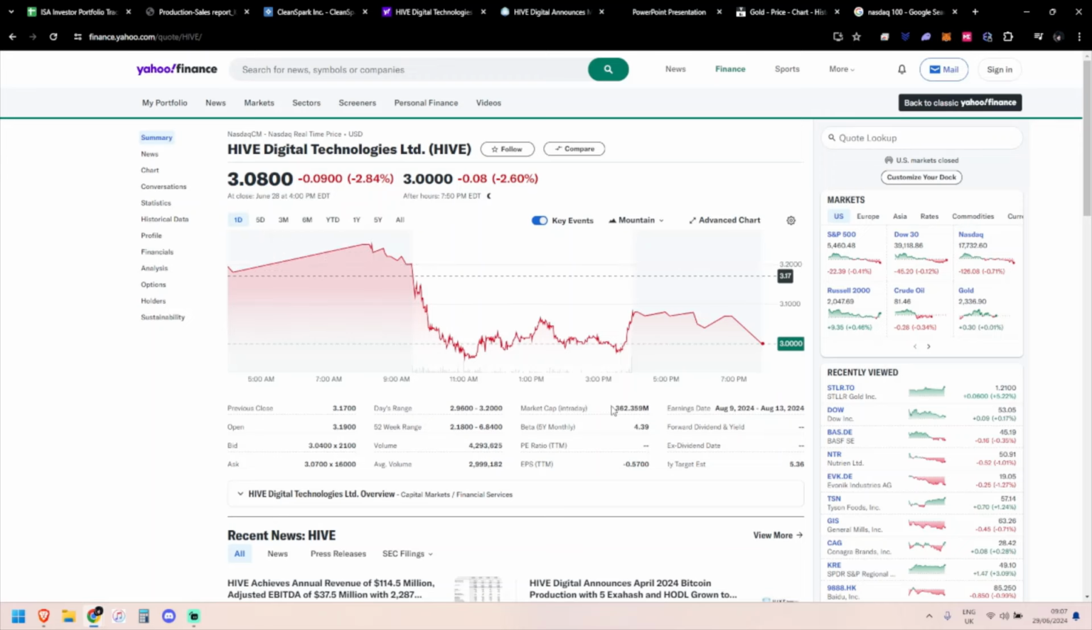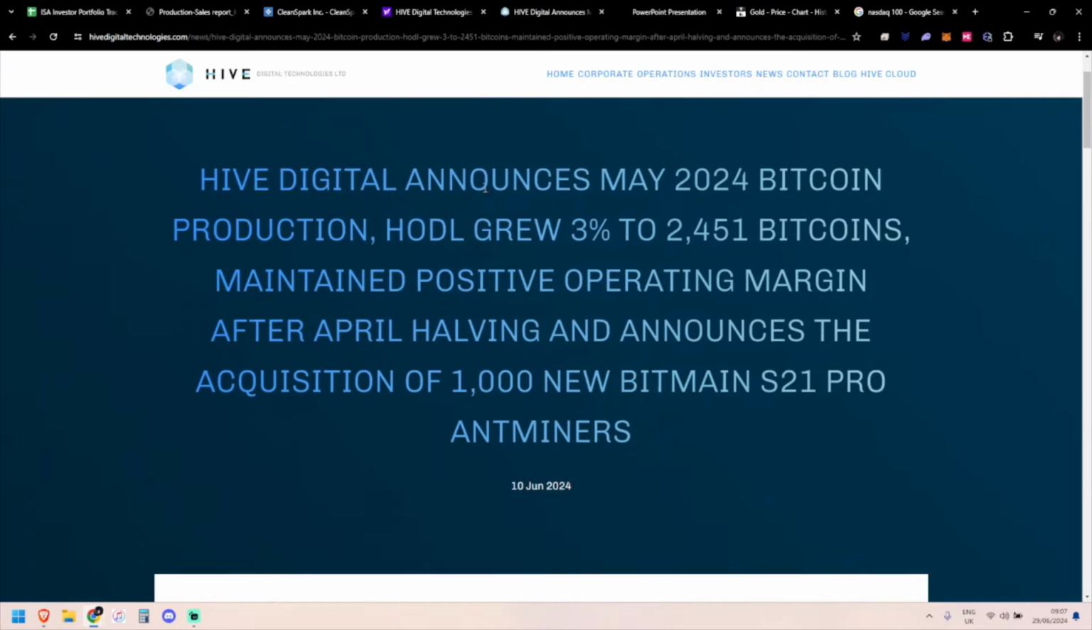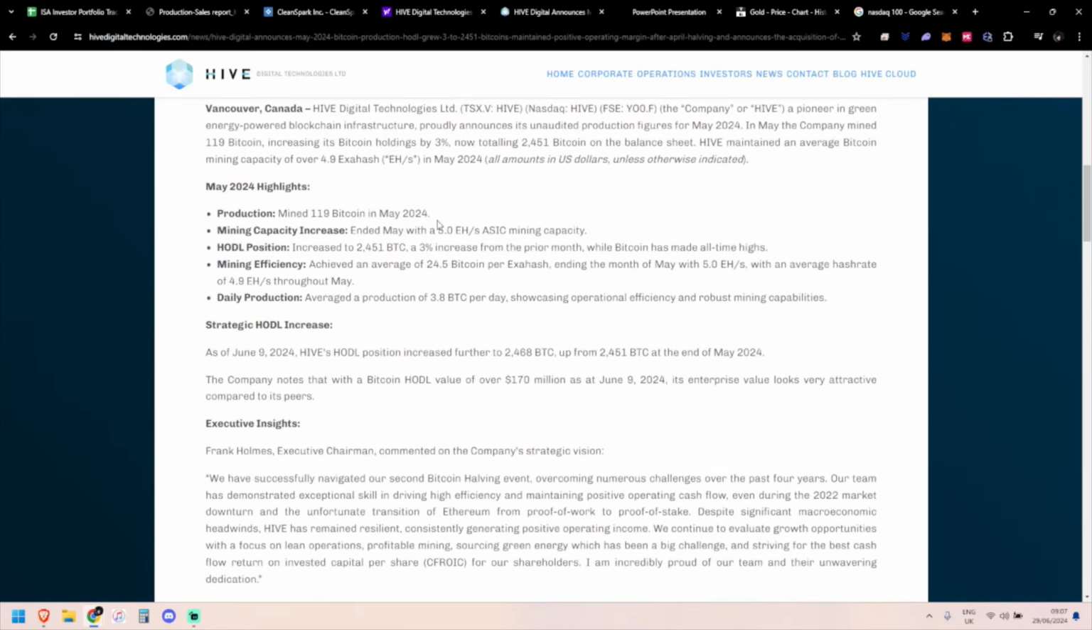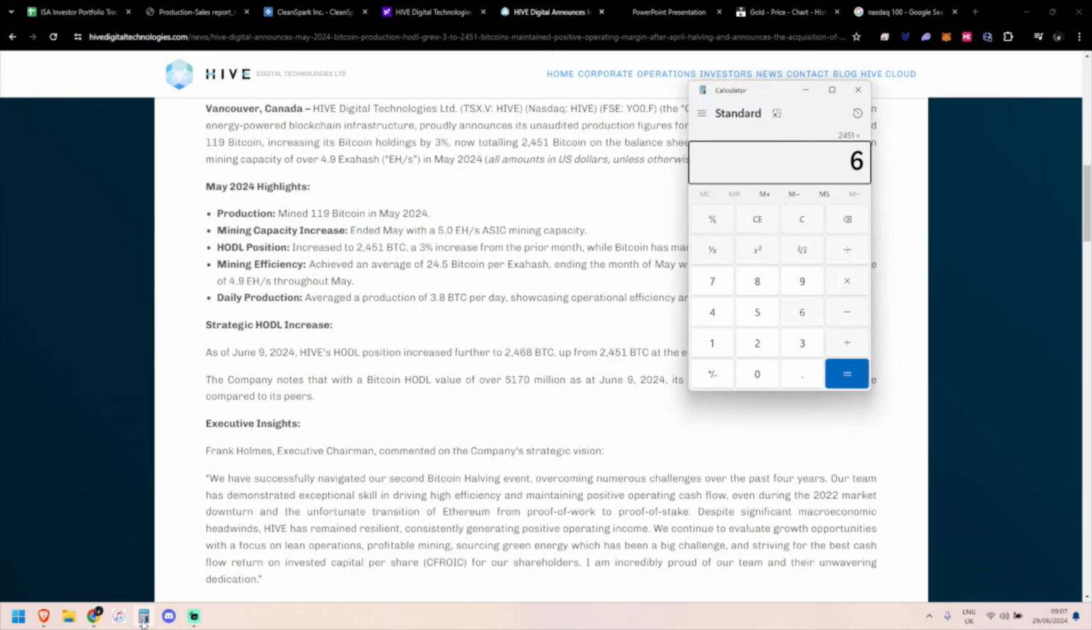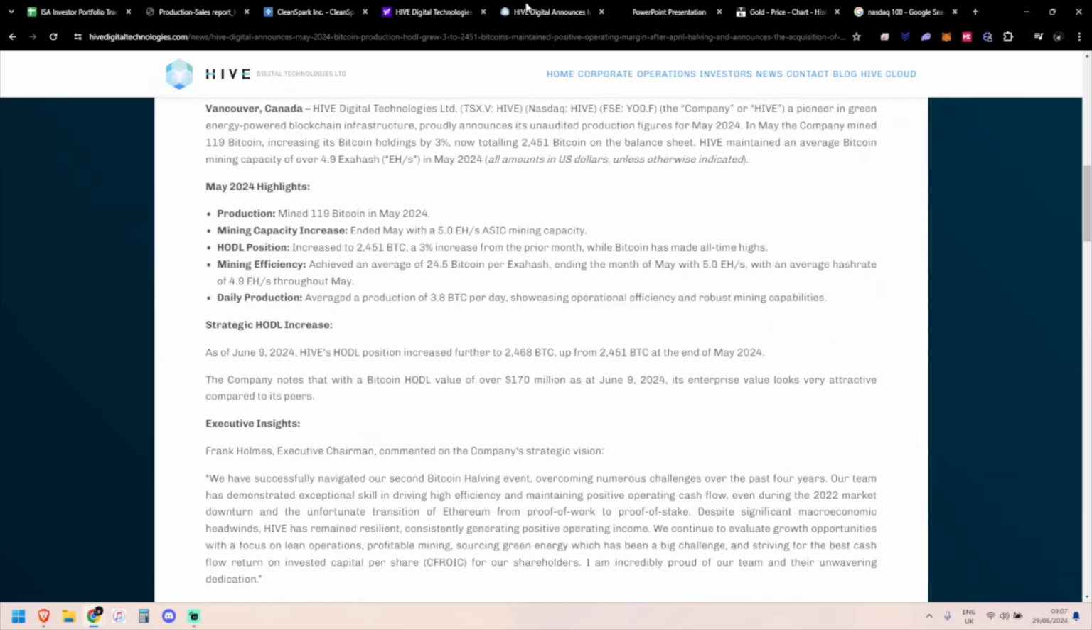But at 360 million, looking at their numbers, the May 2024 operational update, they mined 119 Bitcoin. So this is post-halving, and they ended May with 5 exahash exactly and increased their HODL to 2,451 Bitcoin. At today's prices, it's at 60,000, admittedly we're expecting it to go higher than that, but that's 147 million in Bitcoin on the balance sheet. So for a 360 million market cap, that's quite a nice little HODL.